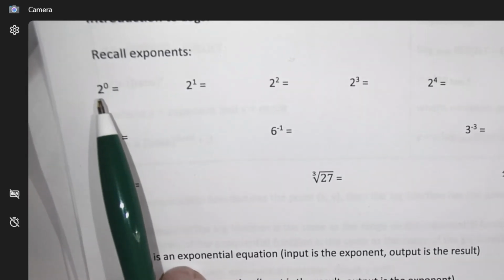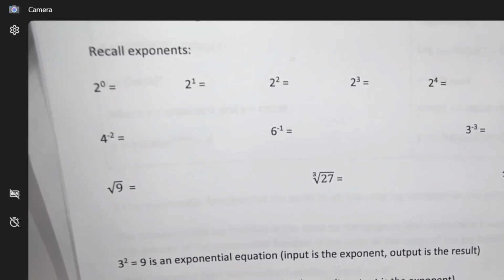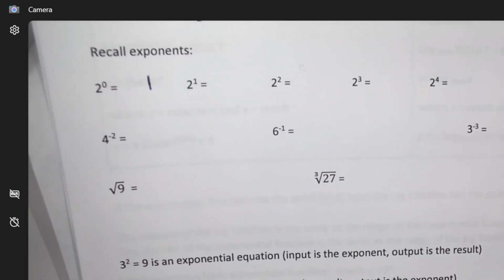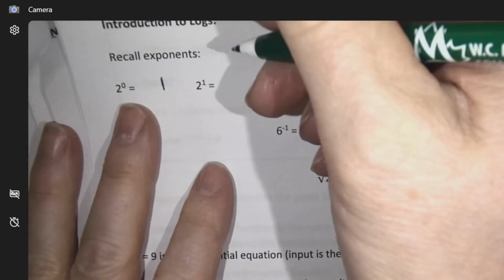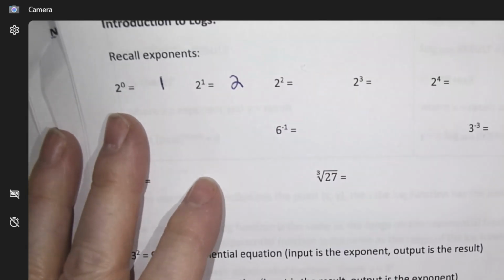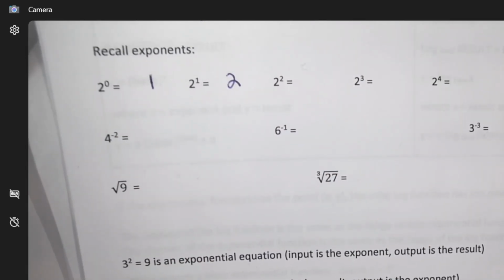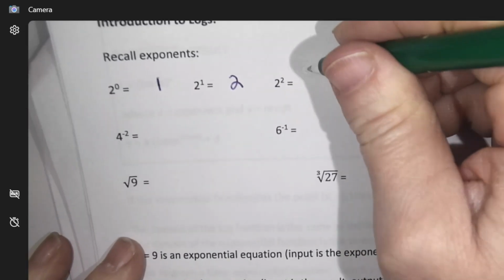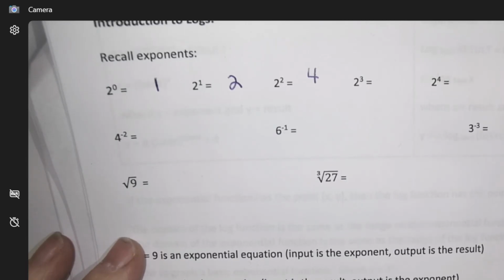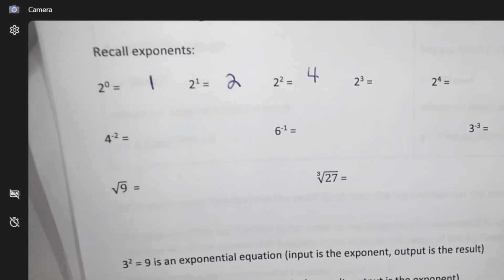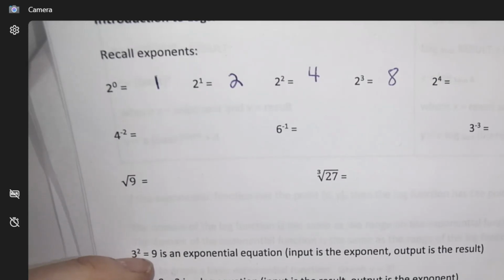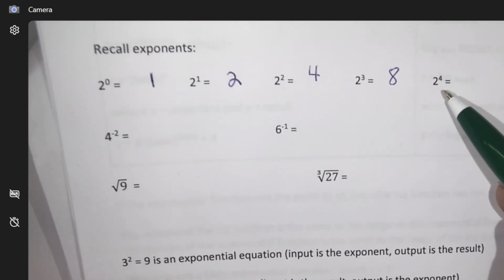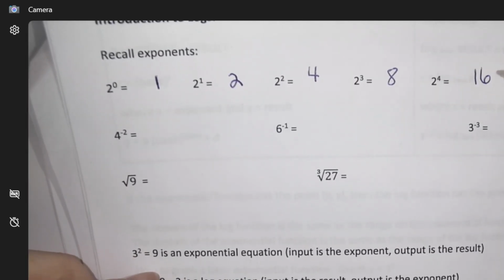So what is 2 to the exponent 0? 2 to the 0 is just 1. Anything to the 0 is 1, right? Remember that rule? 2 to the 1 is 2. So the rule would be anything to the 1 is itself. Okay, so then you should know these numbers. 2 squared, so 2 times 2 is 4. 2 times 2 times 2, 8. 2 times 2 times 2 times 2, 16.